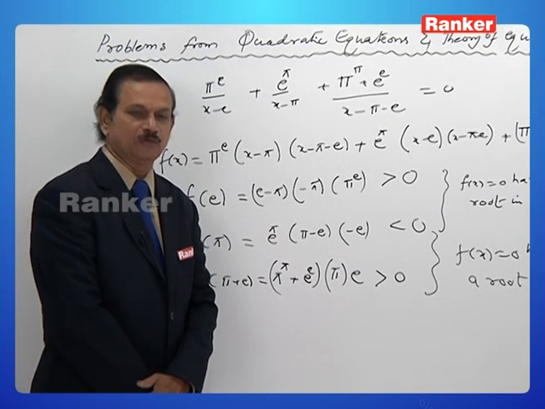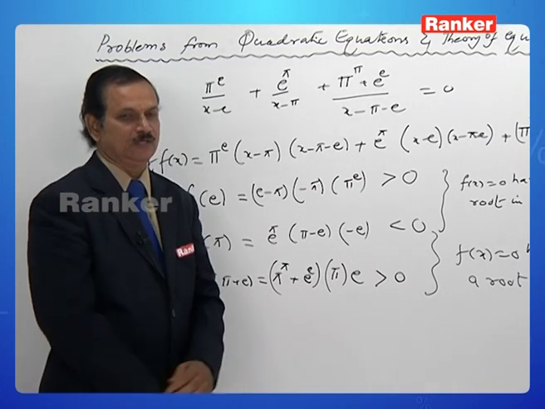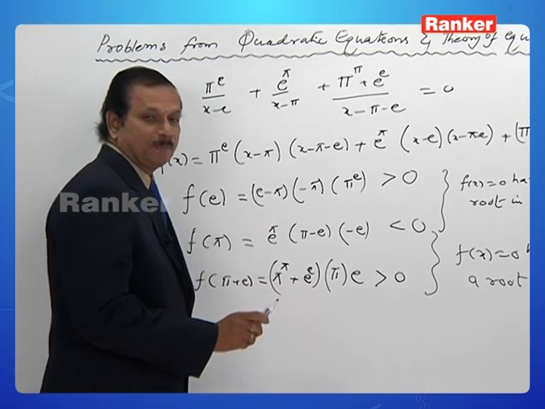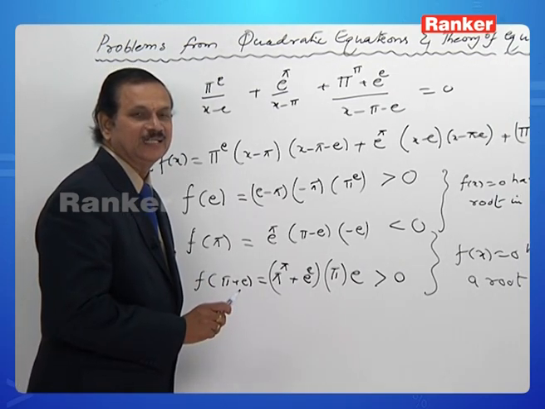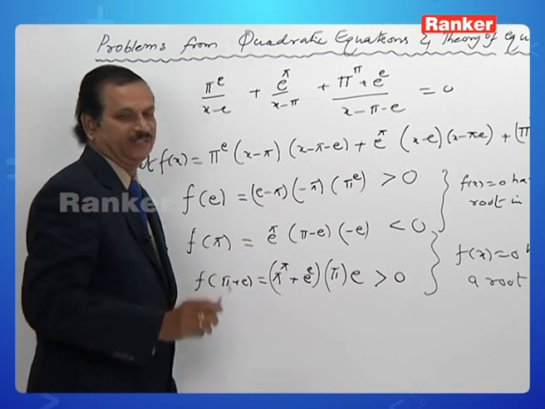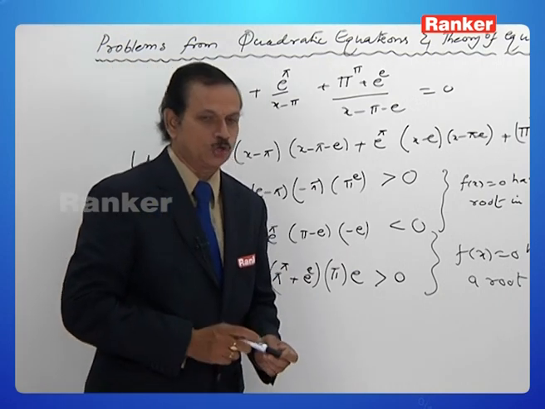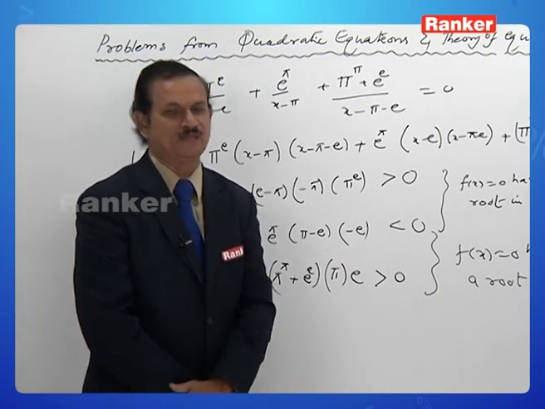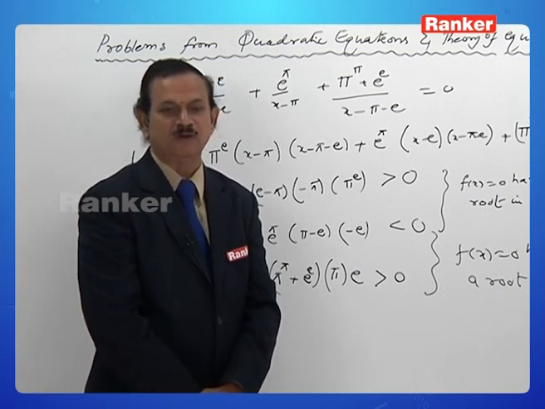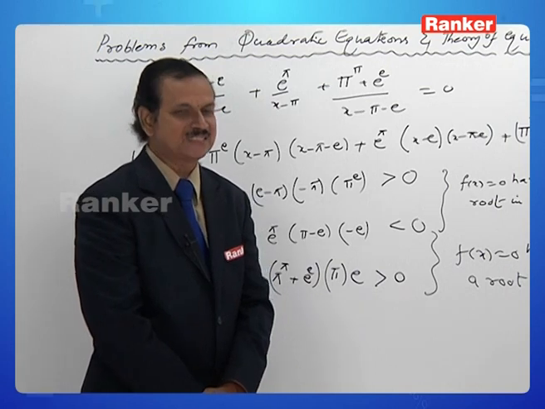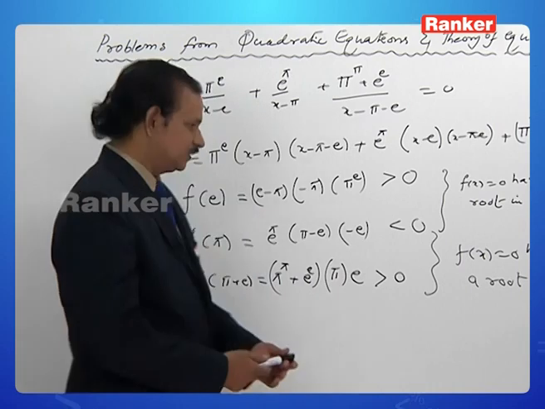So one real root in open interval e to pi and one real root in pi to pi plus e. One root is there and another root is here. By observing option C, there must be two real roots in pi minus e to pi plus e. What is pi minus e? 3 point something minus 2 point something. This is strictly less than e. Pi minus e is less than e, isn't it?